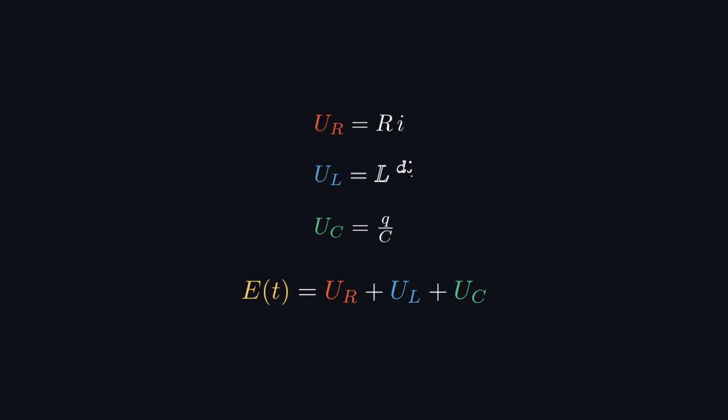Kirchhoff's voltage law says something beautifully simple: go around the loop, and all the voltage drops have to add up to the source. The resistor drops R times I, the capacitor holds Q over C, and the coil resists change in current, dropping L times the rate of change of the current.